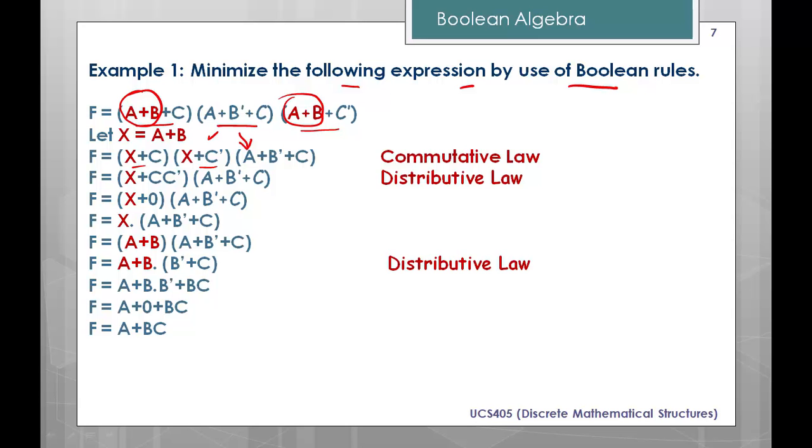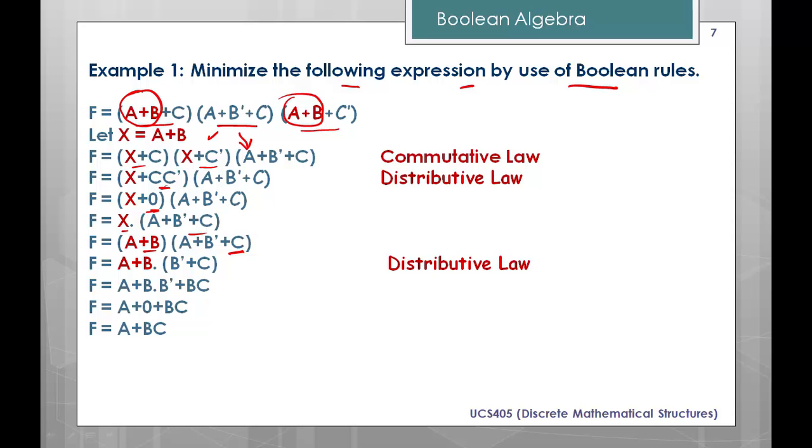Now what is the distributive law here? X plus cc dash. This term will remain same, a plus b dash plus c. Now cc dash is 0. So x plus 0 is x. This term is same. See, what we have assumed earlier, x, now we are going to put up that value, that is a plus b. So a plus b dash plus c.